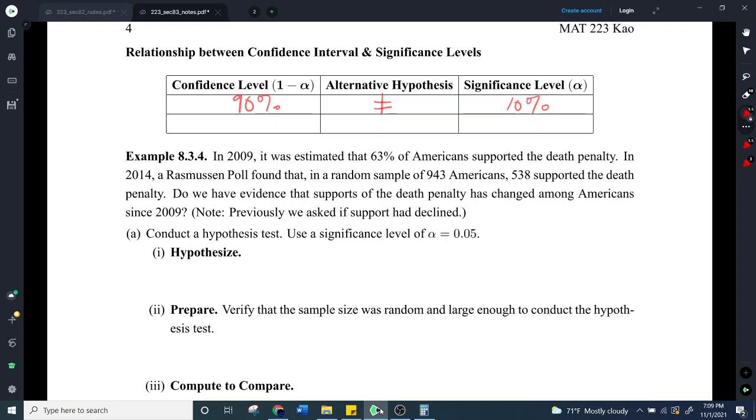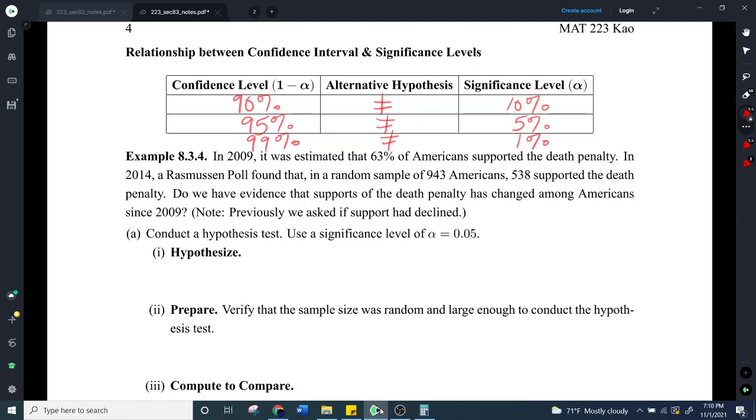If we have a confidence level of 95%, and it's a two-sided hypothesis test, that corresponds to a significance level of 5%. And if we have a confidence level of 99%, and it's a two-sided test, that corresponds to a significance level of 1%. I should have included that row in this chart. I'm not sure why it's there. But that's the correspondence between a two-sided hypothesis test and a confidence interval.